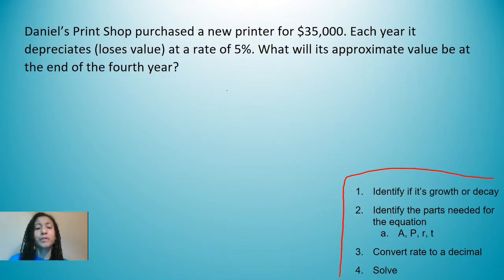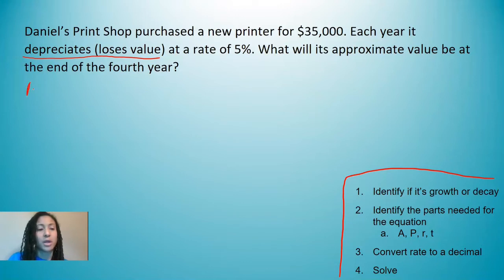So first thing is we want to identify if it's growth or decay. How do we know if it's growth or decay? It will tell us some kind of term of if it's going to be increasing or decreasing. In this case, it is going to be decay because it says depreciate as well as say loses value. All right. So now that we know that, we can identify our parts.